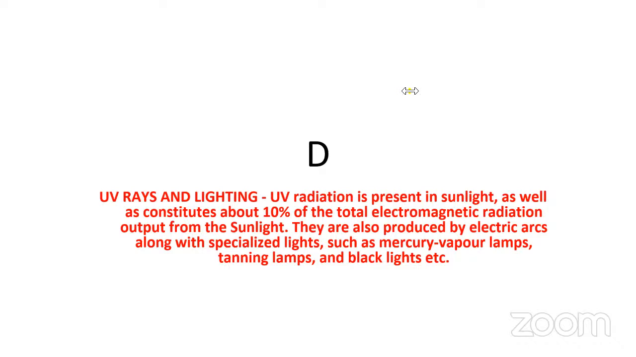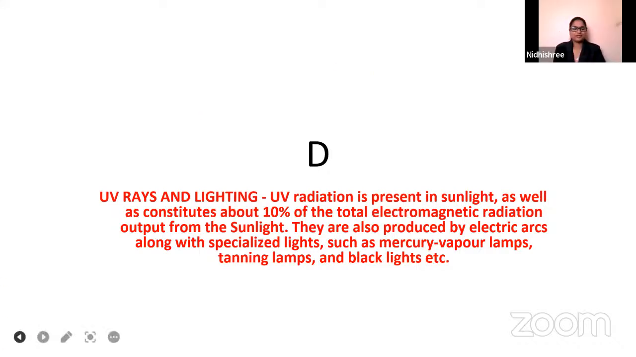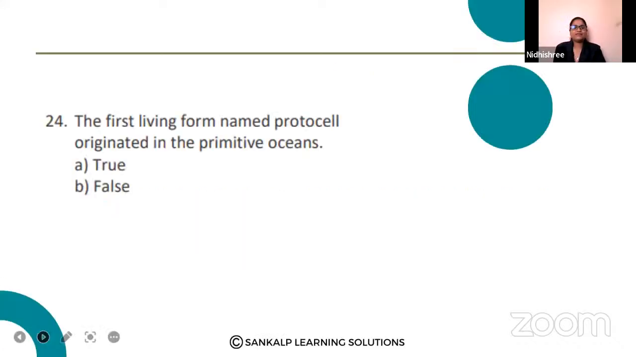UV radiation is present in sunlight and constitutes about 10% of the total electromagnetic radiation output from the sun. It is also produced by electric arcs, mercury vapor lamps, tanning lamps, and black lights. Okay. Thank you, Samarth. Then, the first living form named protocell originated in the primitive oceans.